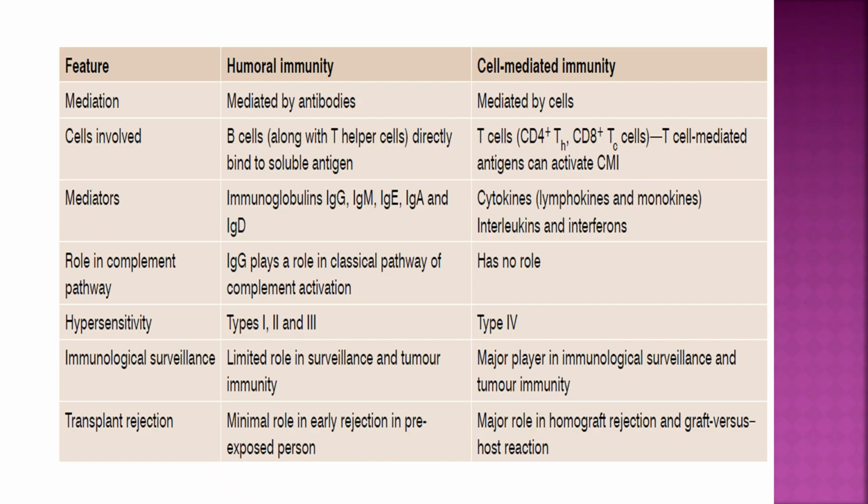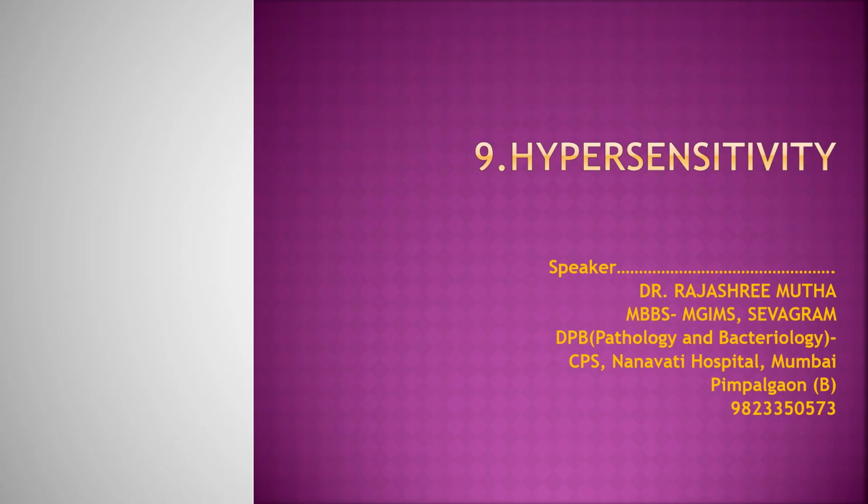Role in complement: humoral plays a role, IgG plays a role in the classical pathway, CMI no role. Hypersensitivity: humoral type 1, 2, 3, CMI type 4. Immunological surveillance: humoral has a limited role in surveillance and tumor immunity, CMI has a major role in immunological surveillance and tumor immunity. Transplant rejection: humoral minimal role, cell-mediated major role in homograft rejection and graft versus host reaction.